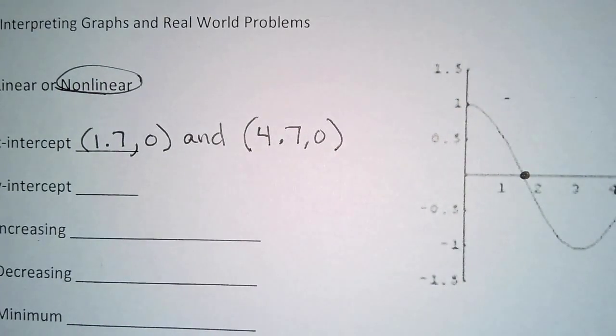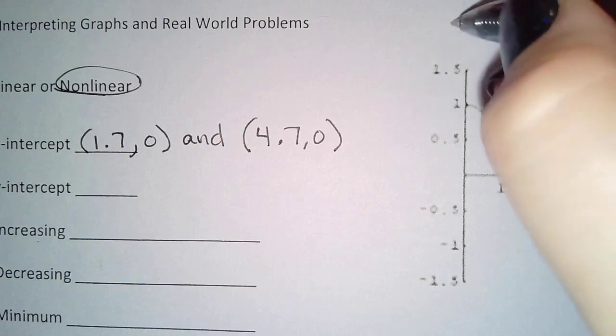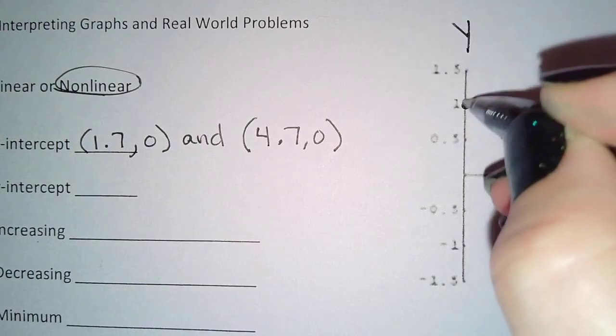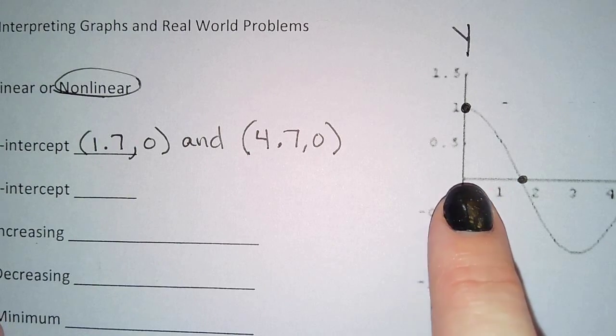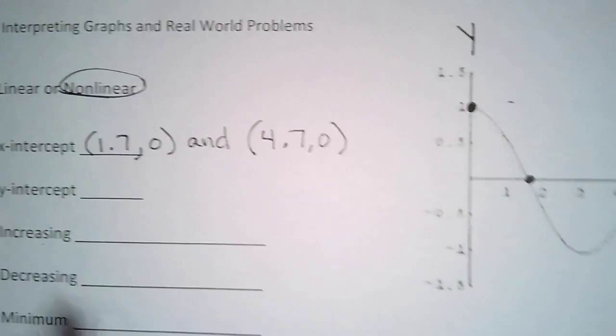Great. Y-intercept, how many times does it cross or touch the y-axis? Just once. And that ordered pair is? Left and right, 0, up, 1. Very good.